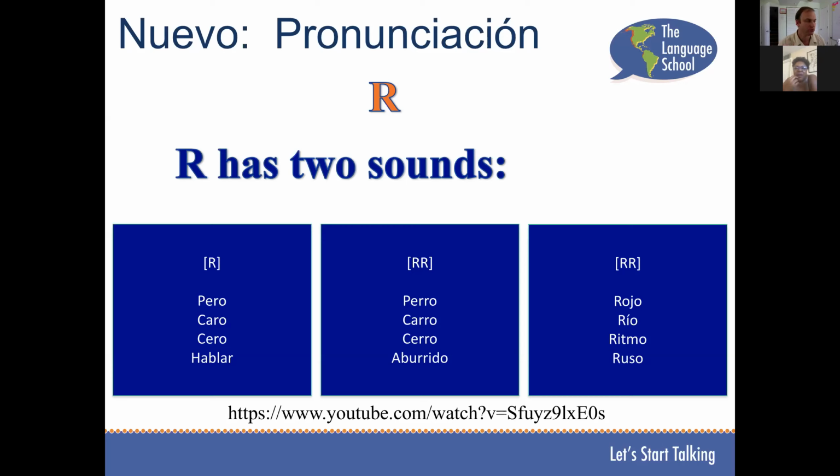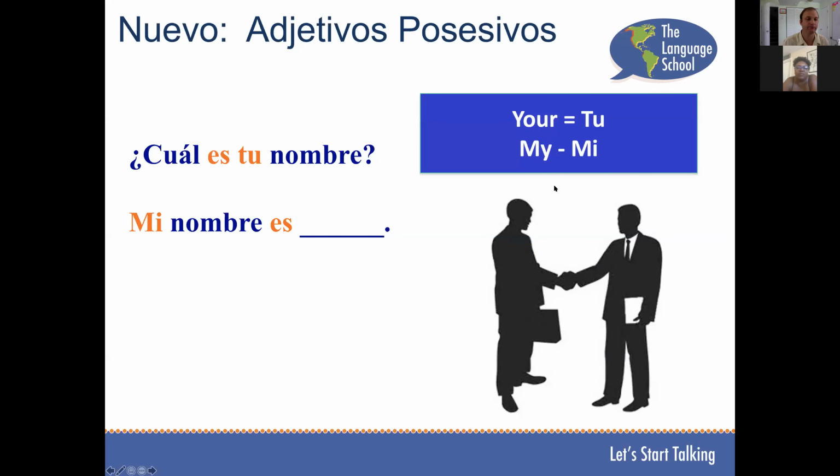Rojo. Rojo. Río. Río. Ritmo. Ritmo. Ruso. Ruso. Perfecto. You got it. That's it. Okay. ¿Cuál es tu nombre?